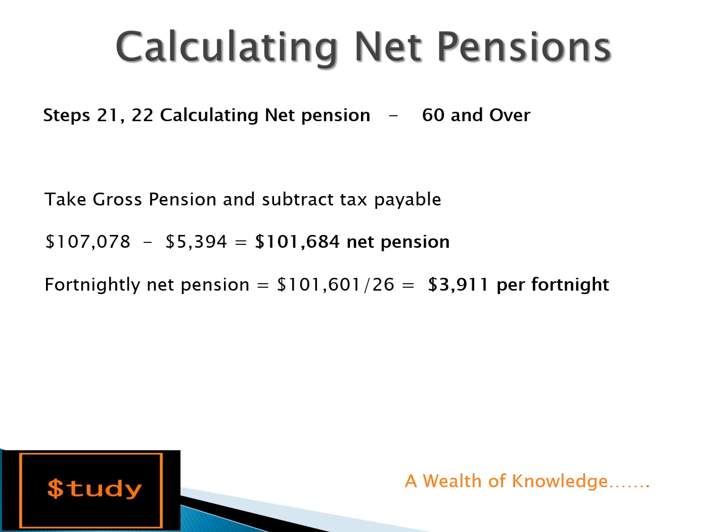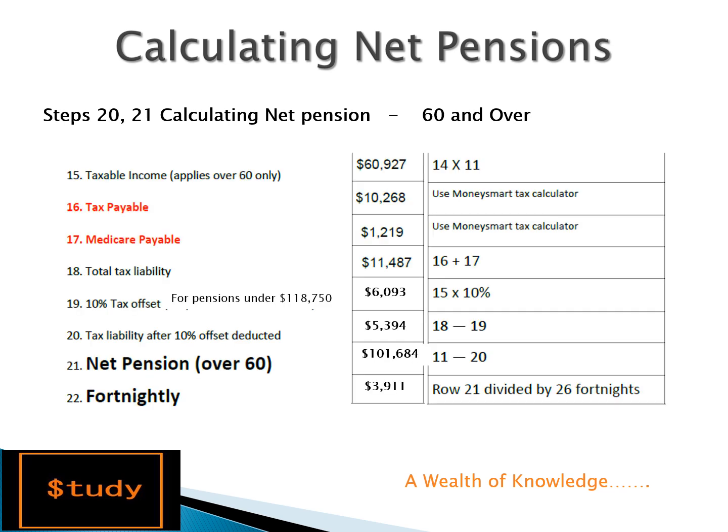And of course, if we want to find out what we're getting paid net, then divide by 26, and of course we end up with our fortnightly payment. This person is going to get $3,911 per fortnight into their bank account.